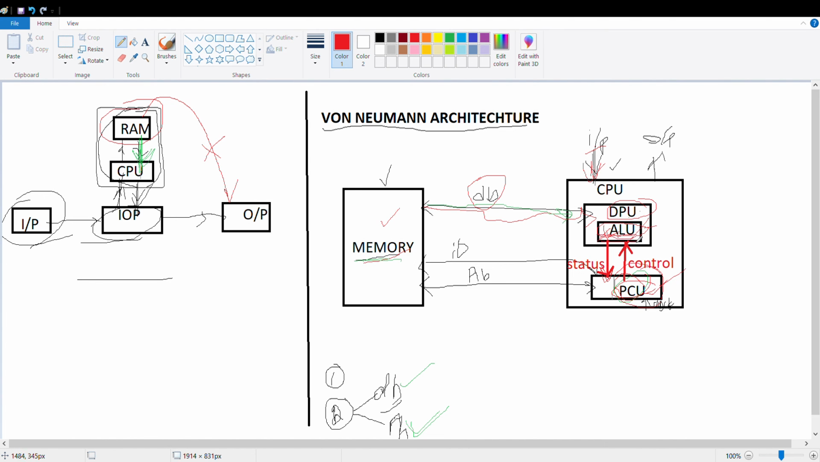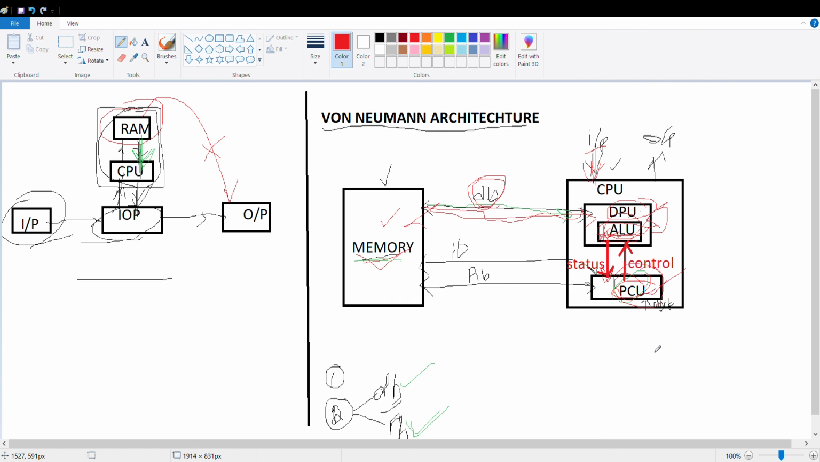The arithmetic logic unit will send it to the DPU. Now the data processing unit will send it to the memory block that I want 3 statements, 3 files or 3 statements in the files. The data processing will be sent to the memory block. Thus the information will be retrieved.